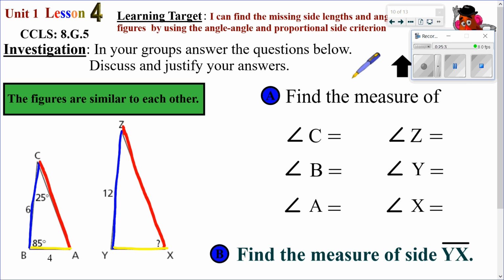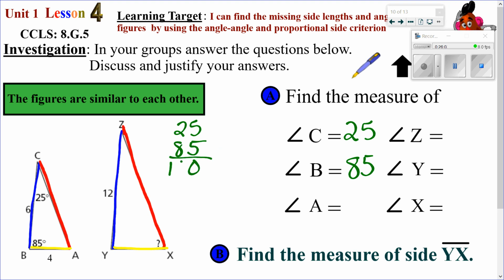Okay, let's see. As you could see, I labeled the corresponding sides in the same color. The measure of angle C is 25 degrees. B is 85 degrees. Oh, I don't know what A is. Well, we know a triangle is 180 degrees. So we add the 25 and the 85, and you get 110. You subtract it from 180 degrees because the triangle is 180, and you get 70. So we know angle A is 70.